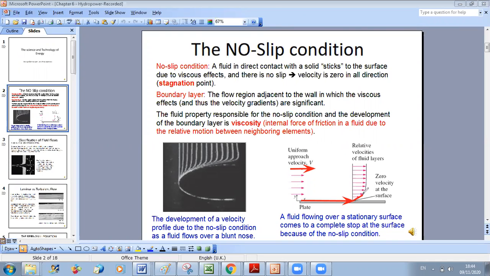And due to the no-slip condition, we have what we call the formation of boundary layer. What is boundary layer? It is the transition zone in which we move from 0 velocity to uniform velocity. Maybe it will be clearer in this figure. You can see that if I have a fluid over a rigid surface, due to this effect, I have the formation of the boundary layer. So inside this boundary layer, the velocity increases from 0 until reaching the stream velocity at the end.